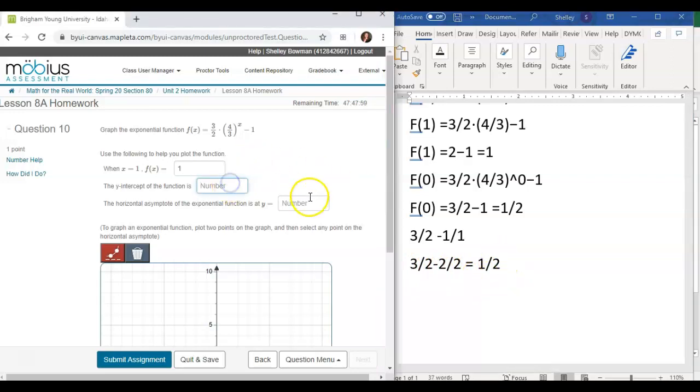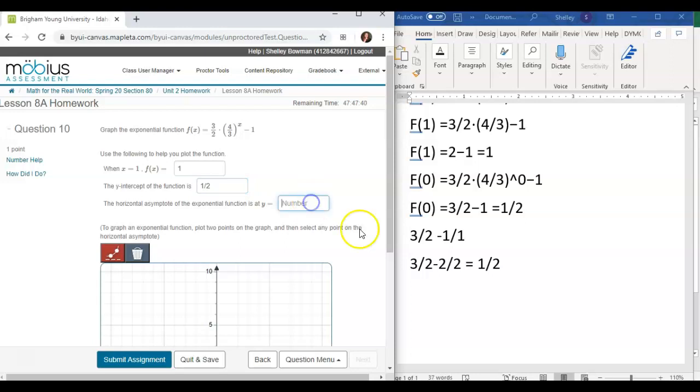And so that is our y-intercept, and I'm going to type in 1/2, and hopefully, you will see if it's okay to type in the fraction versus the decimal. If you're more comfortable with decimals, I think it'll also accept that as well.